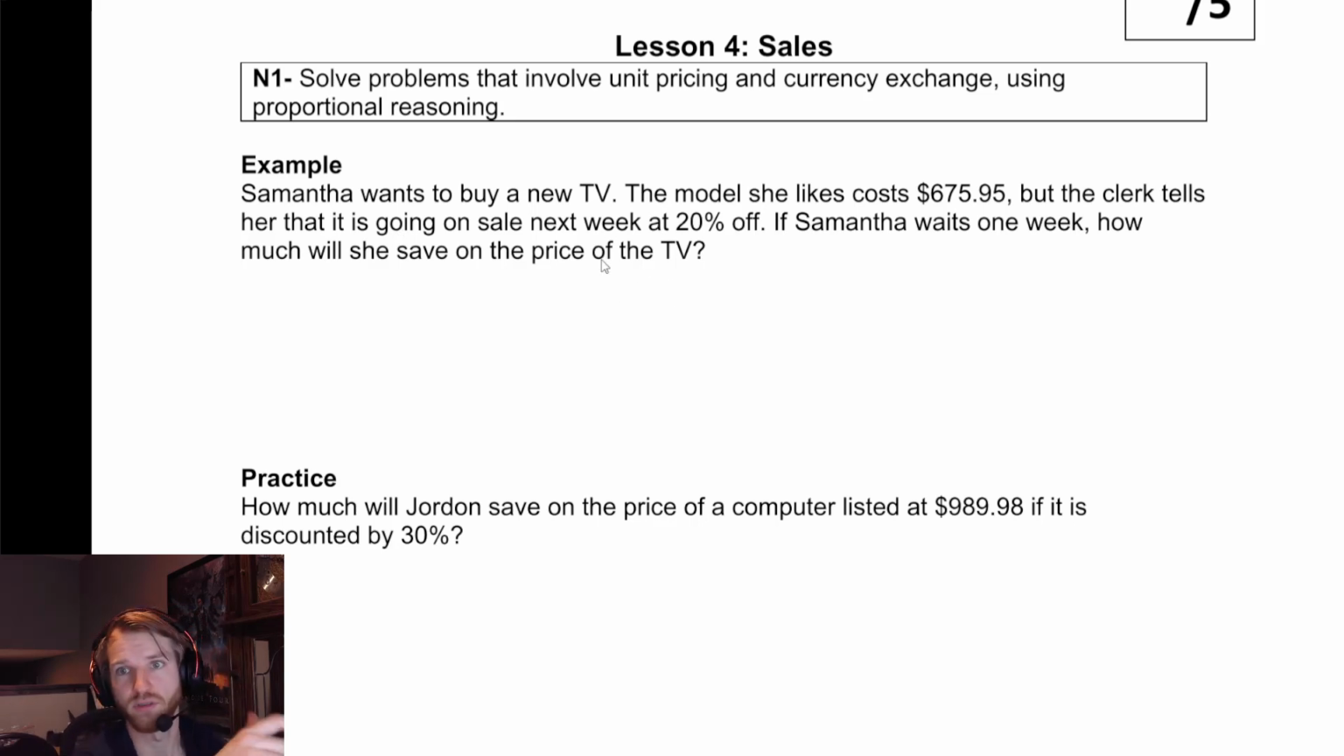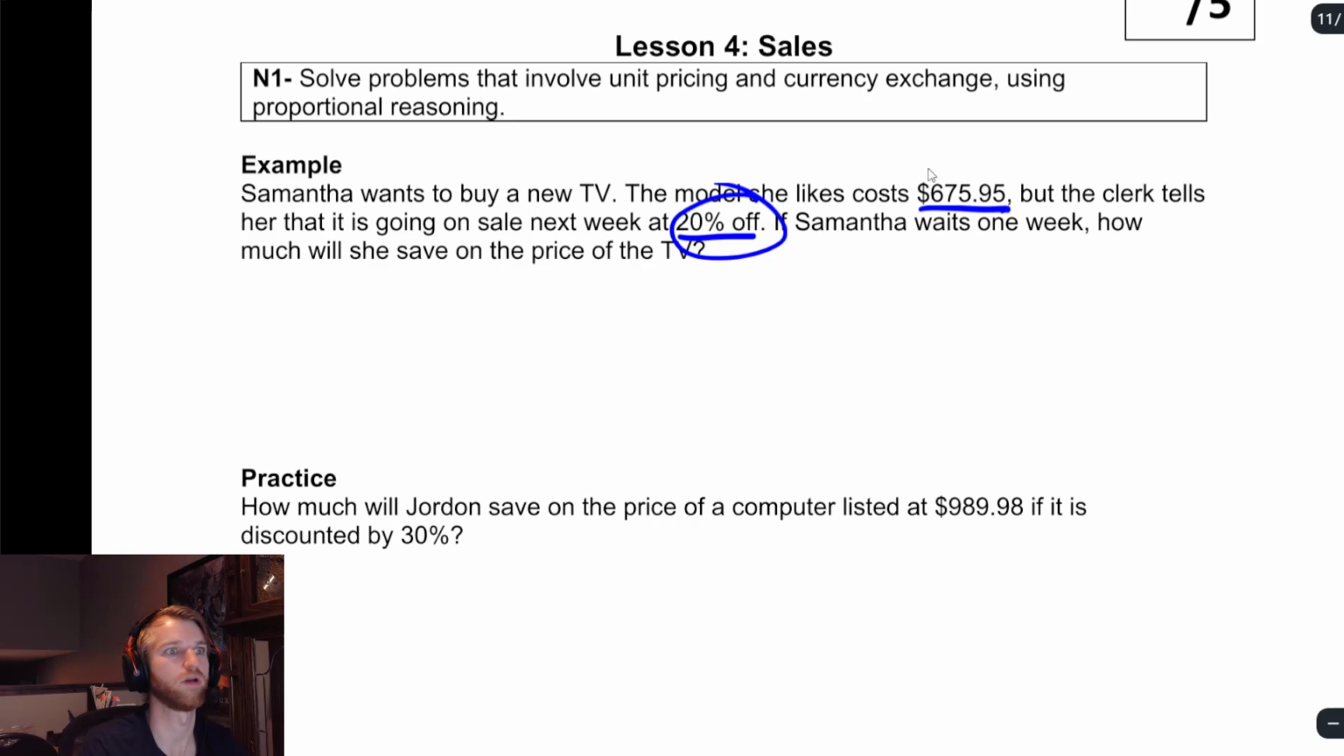The model she likes costs $675.95, but the clerk tells her it's going to go on sale next week at 20% off. If Samantha waits 1 week, how much will she save on the price of a TV? So it costs this much, but next week it's going on 20% off. So how much is she going to save? We need to figure out what's 20% of that. That's how much they're going to reduce the price by.